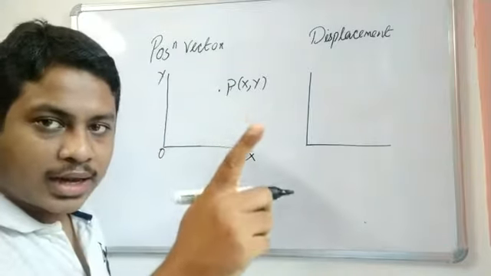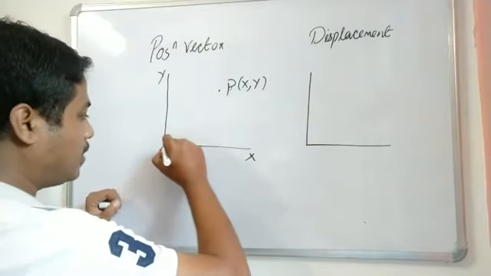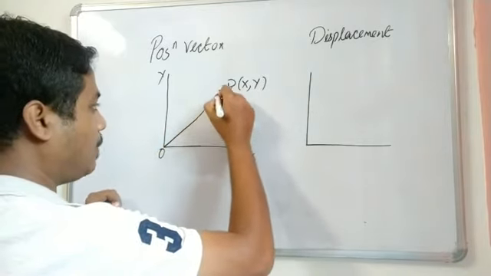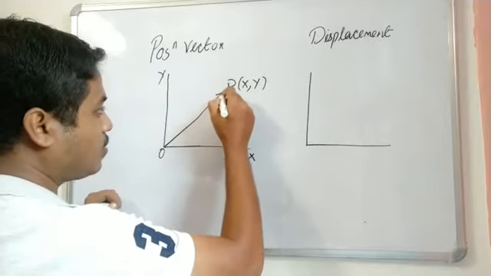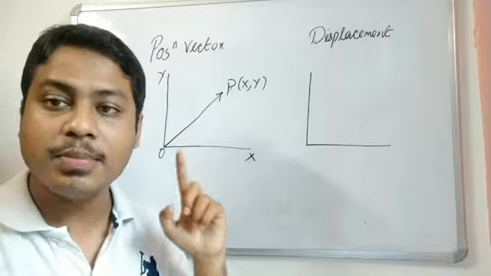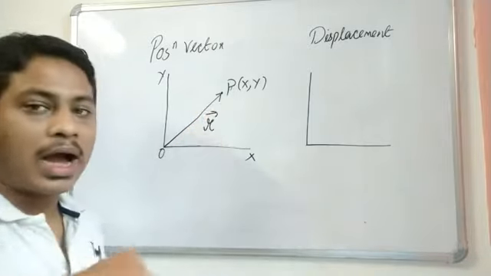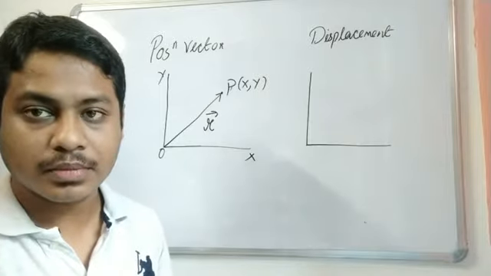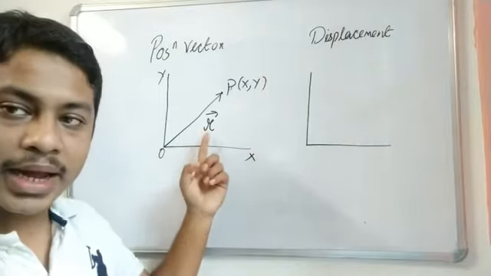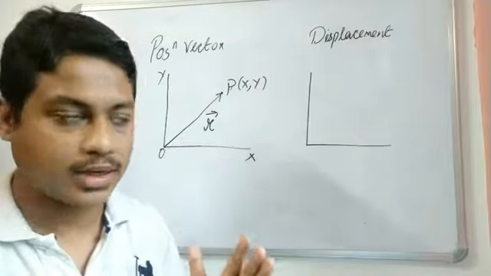Now, if this is a point P, the position vector should be drawn from the origin up to the point where it is taken. You take a vector from the origin up till the point. So this will be your position vector. This is how the position vector is represented. It is written by the letter small r vector. Clear? So when you get the r vector, always remember that it is a position vector.